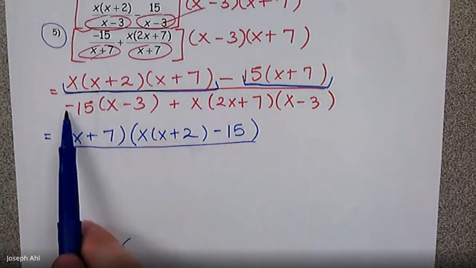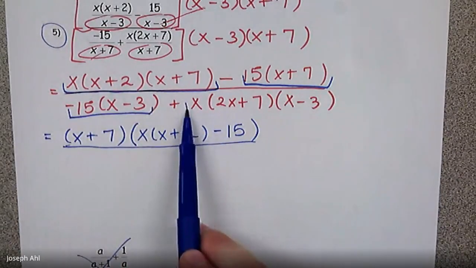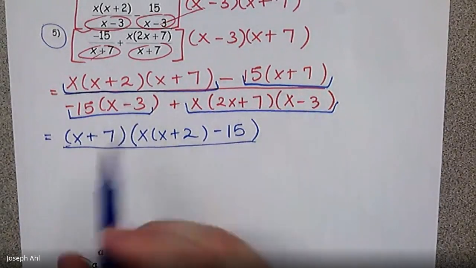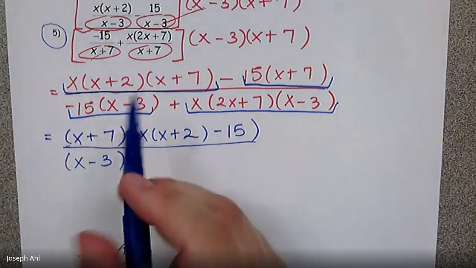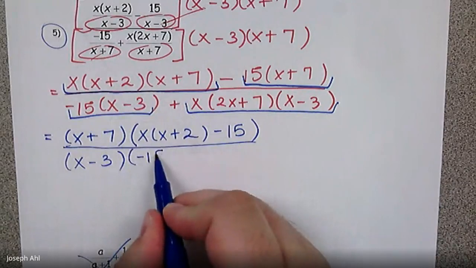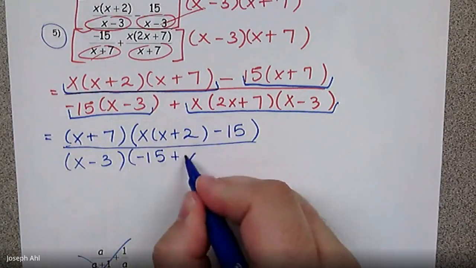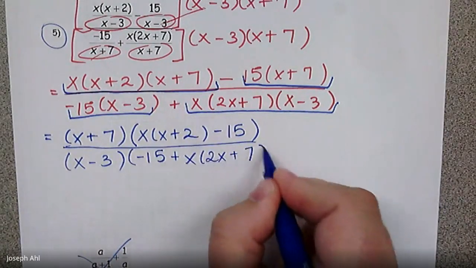Do the same thing in the denominator. Here's one term, here's another term. They both have x minus 3 in common. So what does that leave me with? -15 plus x times 2x plus 7.